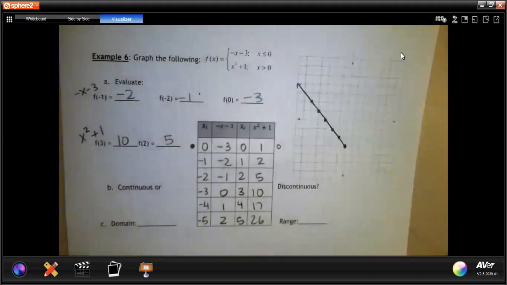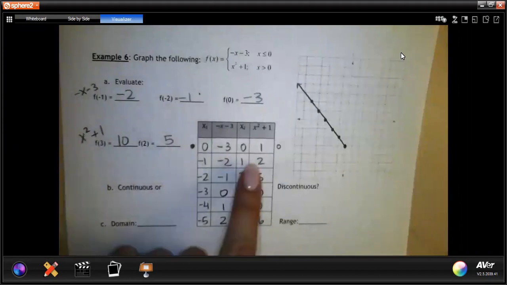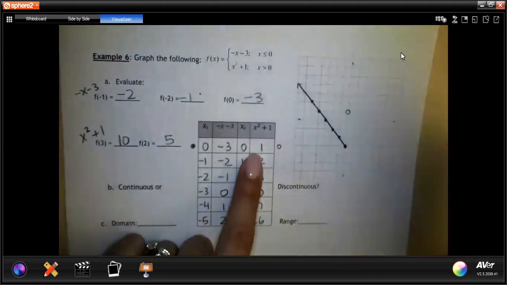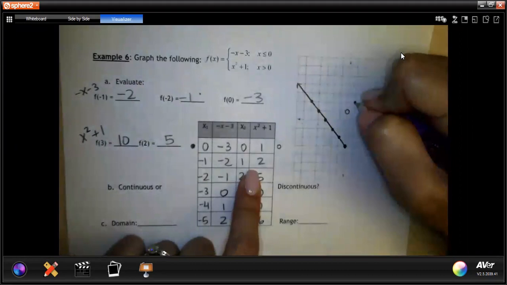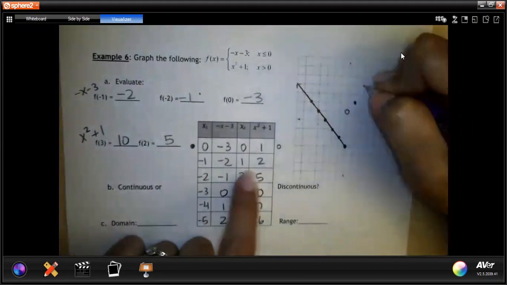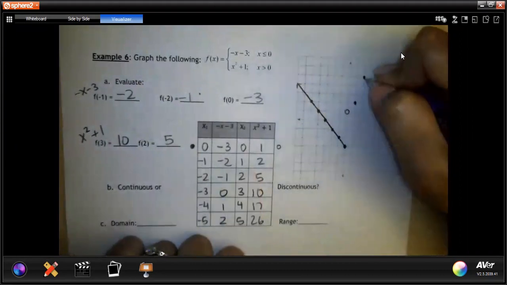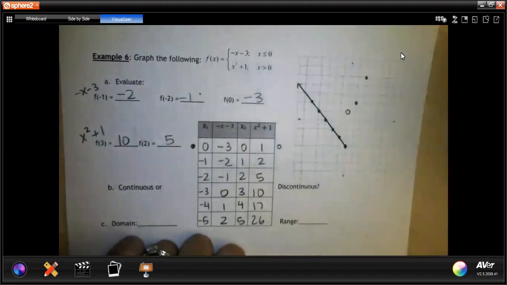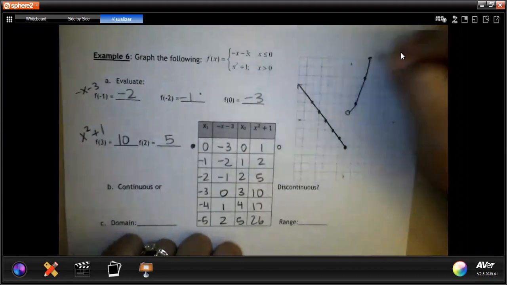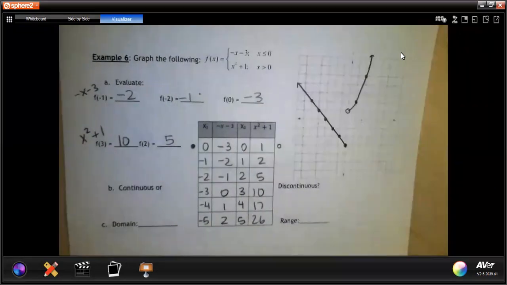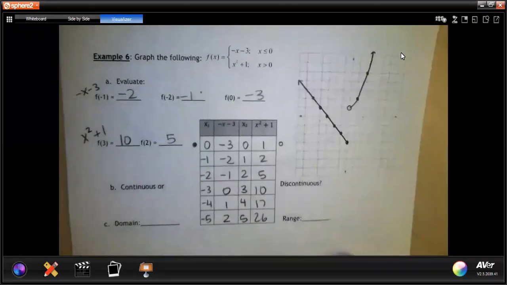Now we go over to the other side and we've got (0, 1). That is an open circle, so I'm just going to make an open circle there. And then (1, 2), (2, 5), sorry, and (3, 10) goes above this graph. So I'm going to go ahead and stop there and just make the curve towards those points. Here is our new piecewise function.